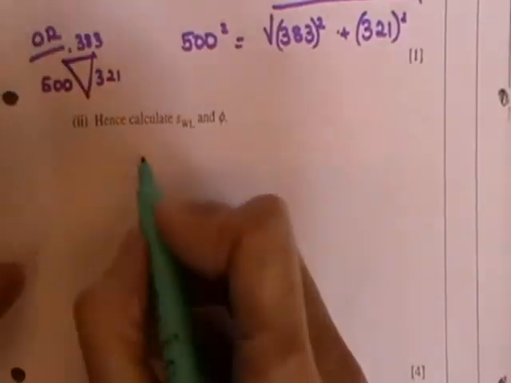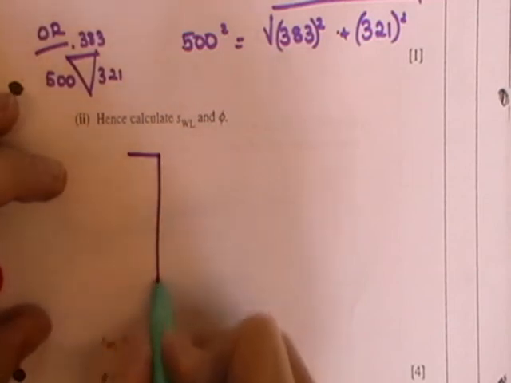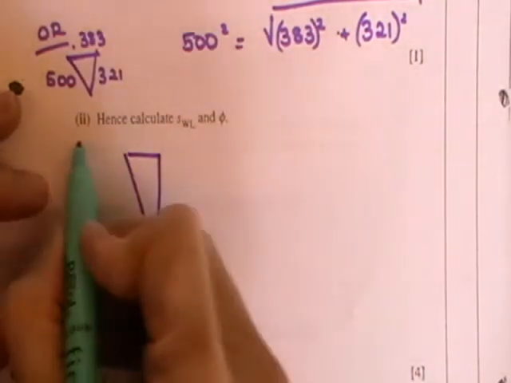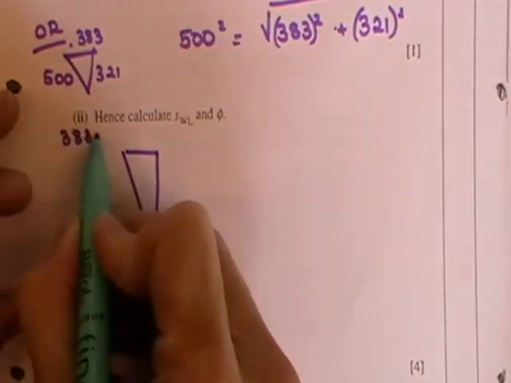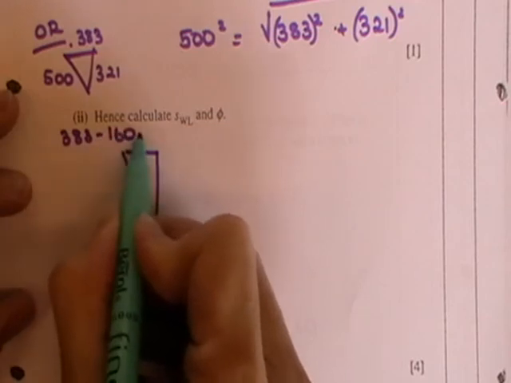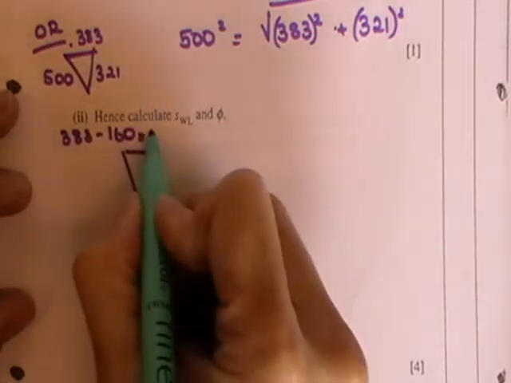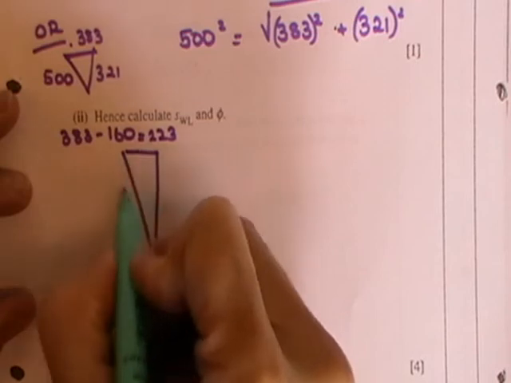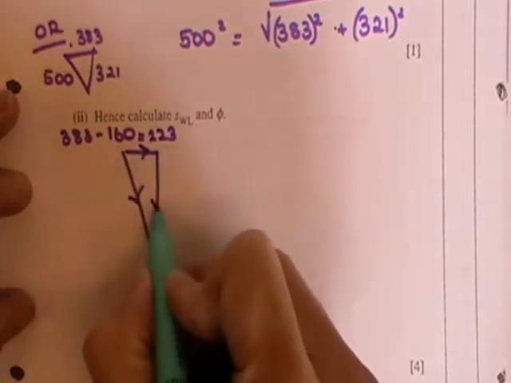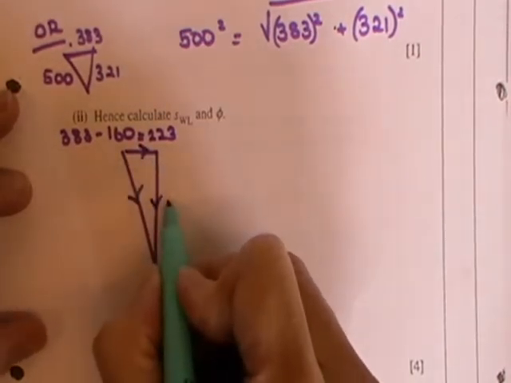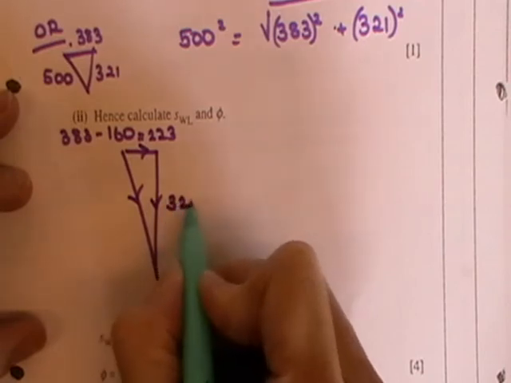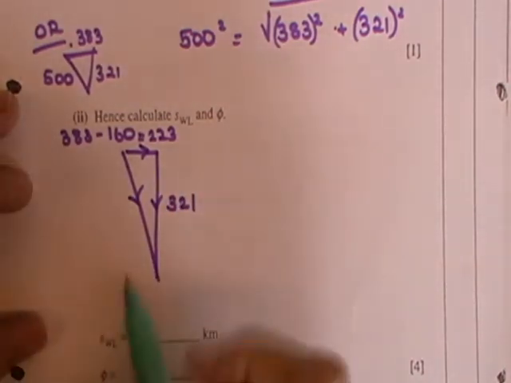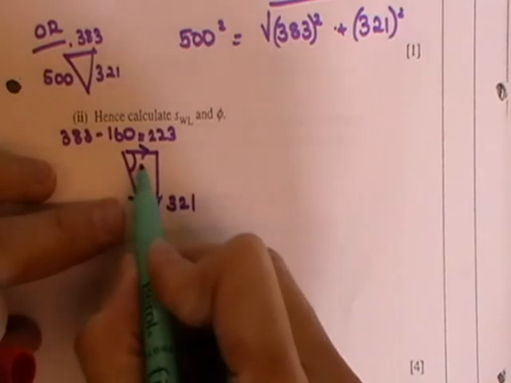So the bit that you're missing there, if we just draw that in then, is equal to 383 take away 160. And that comes out to be 223. So this side here is 223. We know that this side is 321. And therefore we're trying to find the magnitude and this angle phi.